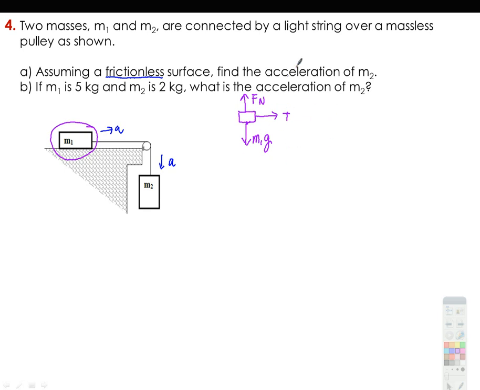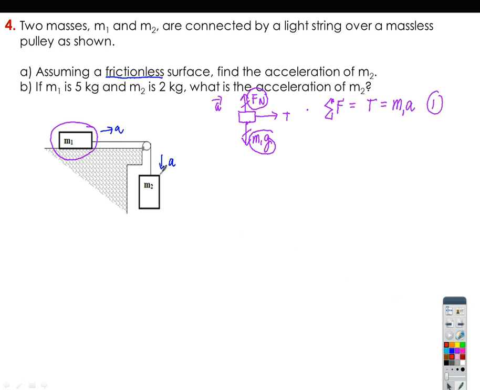Now get our net force. If you look at this one, your Fn is equivalent to m1g. Why? Because it's not accelerating up or down, it's just accelerating this direction, right? Your acceleration is only going that direction, which means you don't have a net force on the vertical component. You only have a net force that is equivalent to T. So your net force is equivalent to T, which is equivalent to ma, which is m1a. And this is our equation 1.